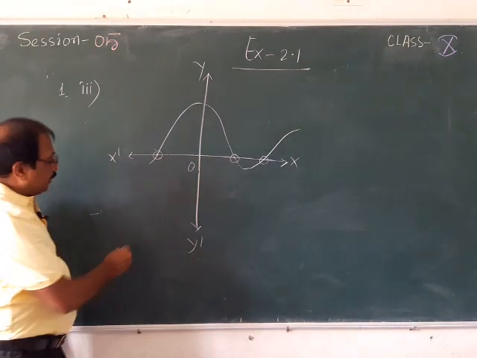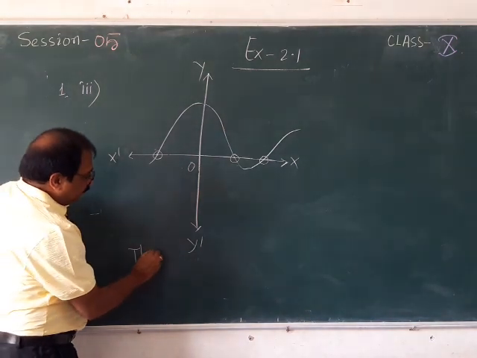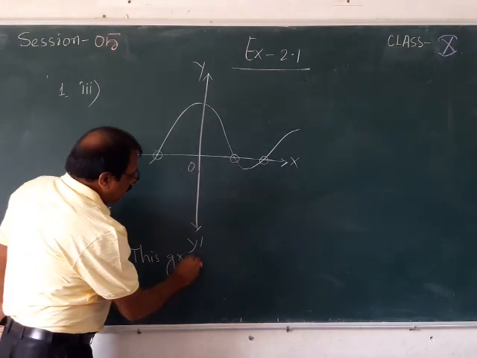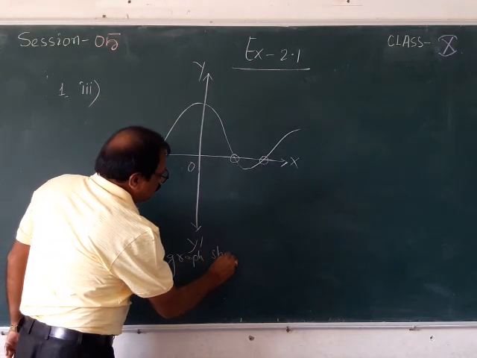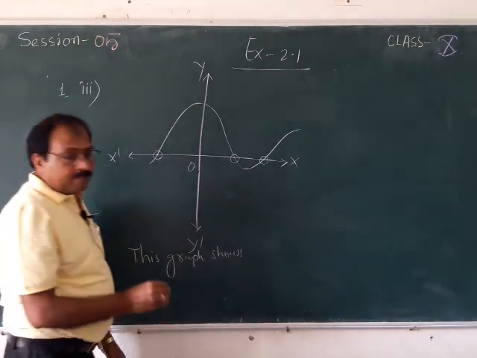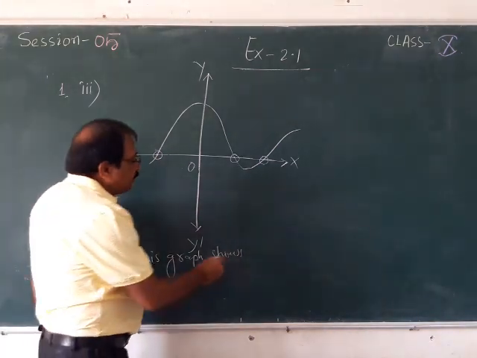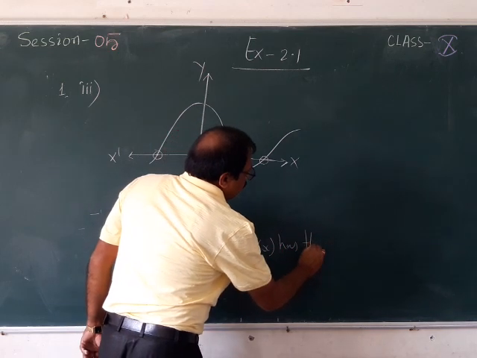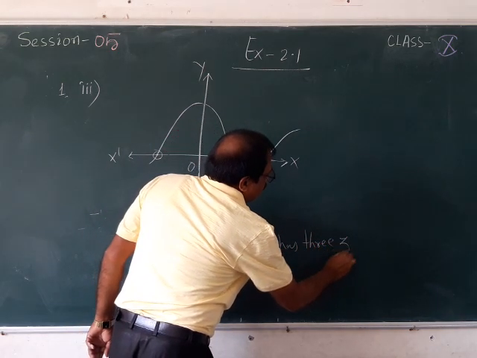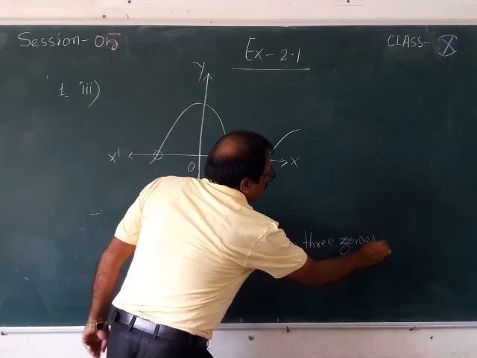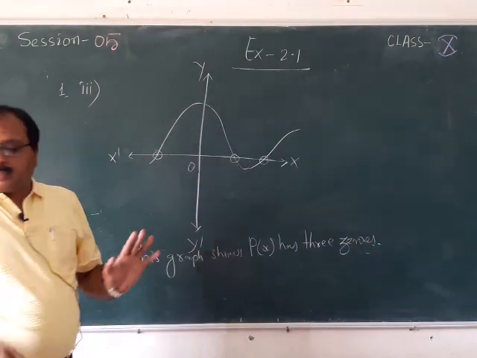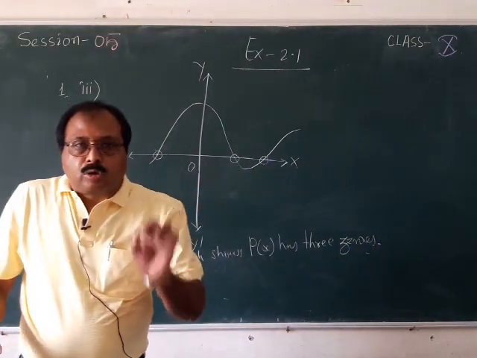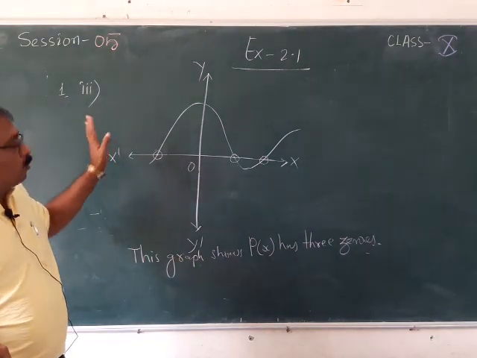You can write your answer like this: this graph shows p(x) has 3 zeros. So now I hope that it is clear and you can do all these questions from question number 1 like that.